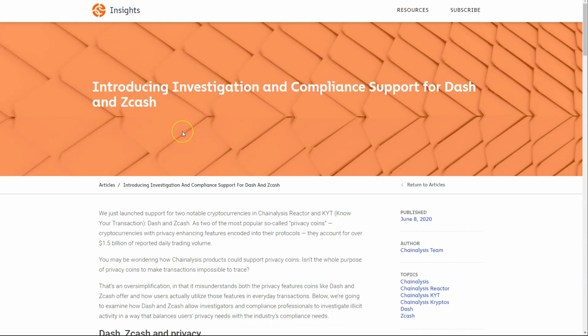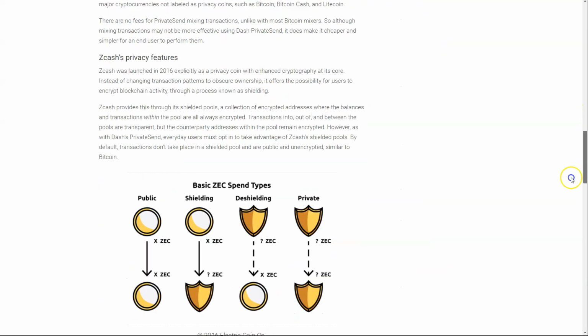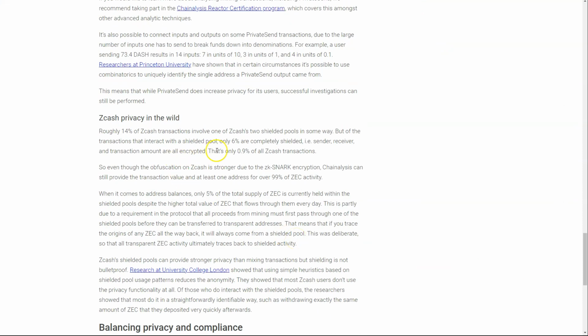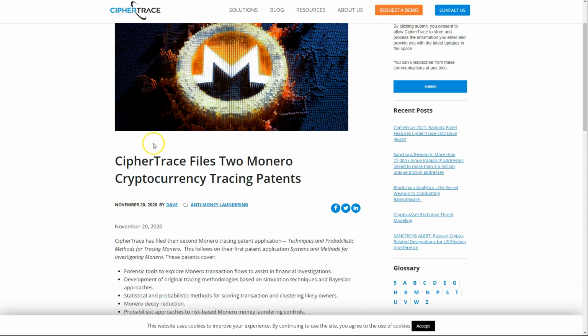And again, when we're investigating privacy coins, it's always good to look at companies like Chainalysis. Are they able to crack the privacy, essentially? And in Dash and Zcash's case, they are. They go on to explain how Zcash works in the real world, and that basically a very small percentage of transactions are end-to-end encrypted, completely shielded. So yes, it's privacy enabling, but it's important to understand in reality, not many people are using it for that case currently.